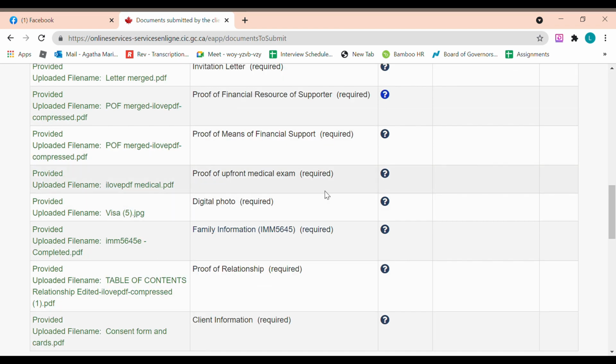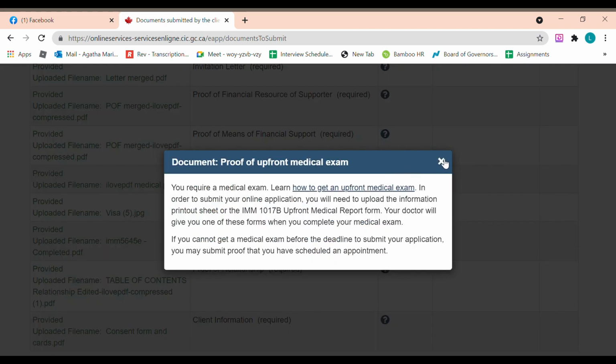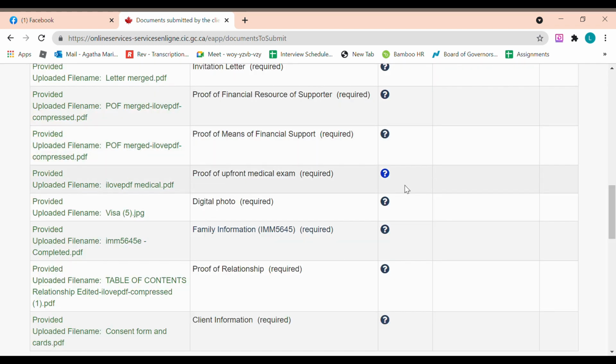And next is proof of upfront medical exam. This is showing up because there was a question in the pre-questionnaire if they have taken a medical exam in the past 12 months. I answered yes. So this is here, but if you answered no, then that will not be there. They will just request medical if required after you submit your application. So since Brianna has taken an upfront medical exam, we just submitted the copy of the upfront medical exam that we got from IOM. And digital photo required. It's 2x2 as far as I can remember.